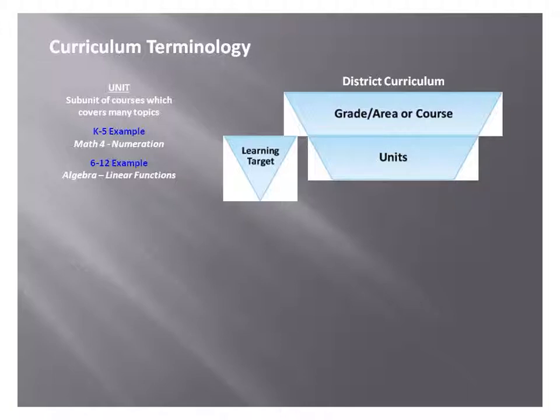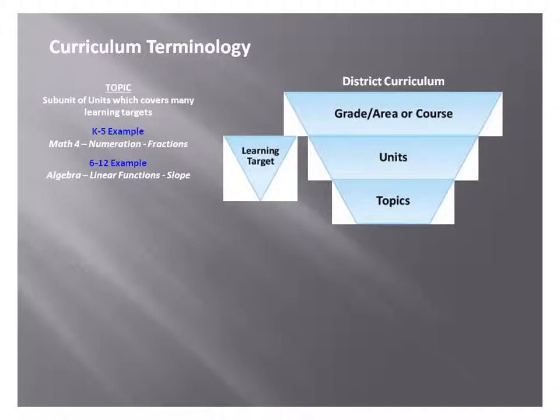Obviously, another part of your curriculum map is the units, and those are basically the subunits or topics of the course that need to be covered. So again, we have two examples here for you, and sticking with the math one, of algebra being a 6-12 example, but when you look at the units, it might be on linear functions, or if we're dealing with elementary math, numeration being the unit that you would focus on.